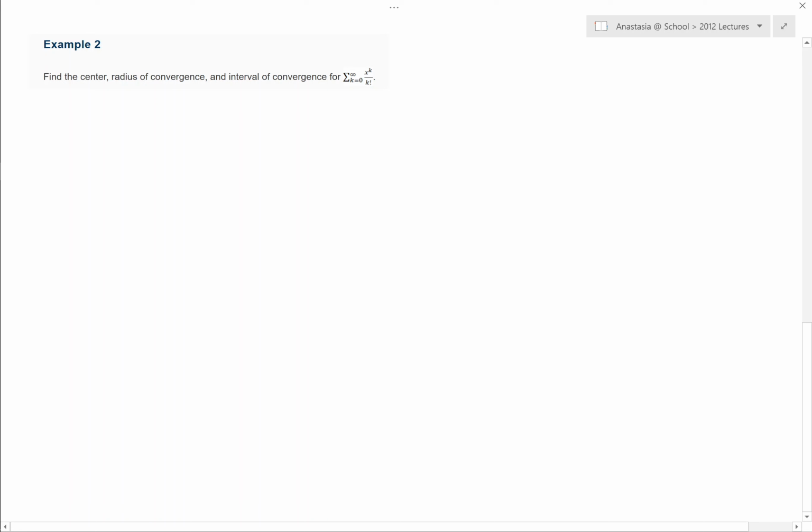So first off, for our center, remember that we look at our power term. We set it equal to 0. Clearly in this case, that's going to mean that our center is at x equals 0. And as before, for the radius of convergence and the interval of convergence, we will always apply the ratio test.